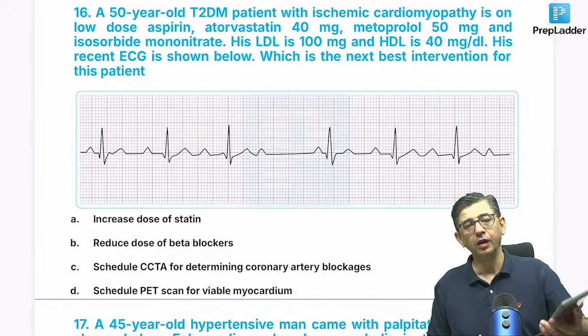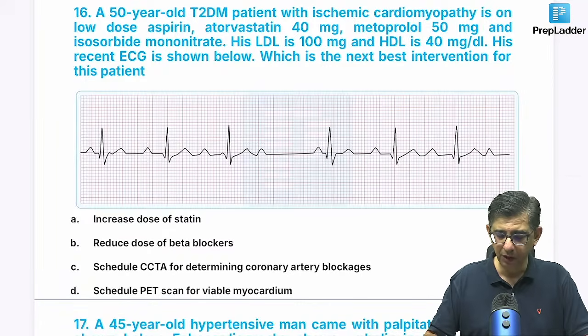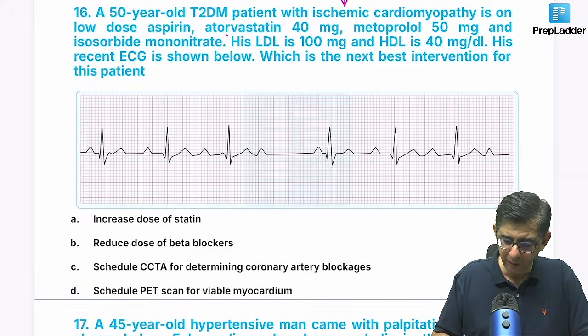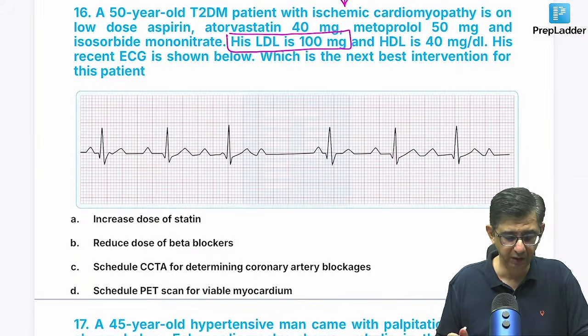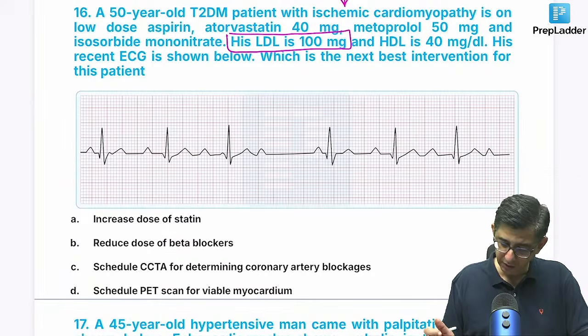फाइन जी. We have this 50-year-old chap, उसको इश्केमिक कार्डियोमायोपैथी है, उसको एस्पिरिन चल रहा है, लो डोज स्टैटिन्स है, मेटोप्रोलॉल है, आइसोसॉर्बाइड मोनोनाइट्रेट है, LDL 100 है, HDL 40 है. तो टारगेट तो थोड़ा हमें 70 के नीचे तो लाना ही है ना. इनफैक्ट ये तो डायबिटिक है, तो मुझे इसका वैल्यू जो है इवन और कम करके 55 की तरफ अचीव करना है. So for this particular person I need to give aggressive statins, and then he says what is the next best intervention.